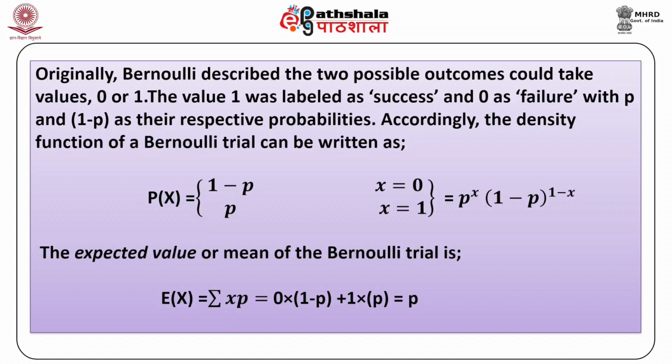Accordingly, the density function of a Bernoulli trial can be written as p(x) is equal to 1 minus p if x is equal to 0, and it takes the value p if x is equal to 1. This can be written as p raised to power x into 1 minus p raised to power 1 minus x.